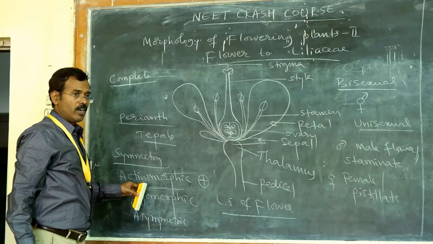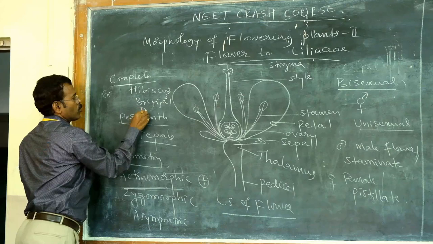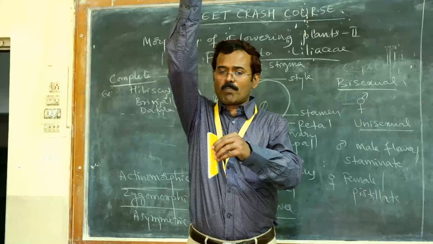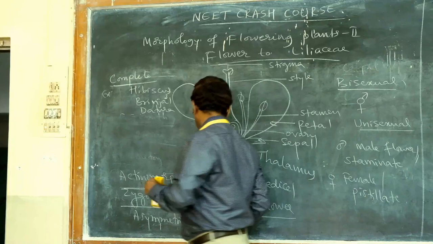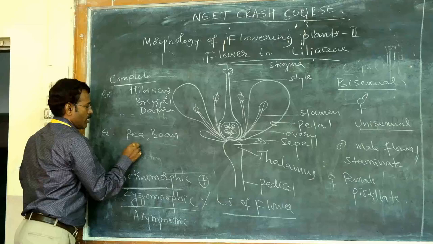Examples of actinomorphic flowers are hibiscus, brinjal, datura. Then the zygomorphic flower. When a flower can be cut into two equal parts only in one vertical plane, then we call it a zygomorphic flower. It is denoted by the percentage symbol. Examples of zygomorphic flowers are mainly pea, bean, cassia, etc.